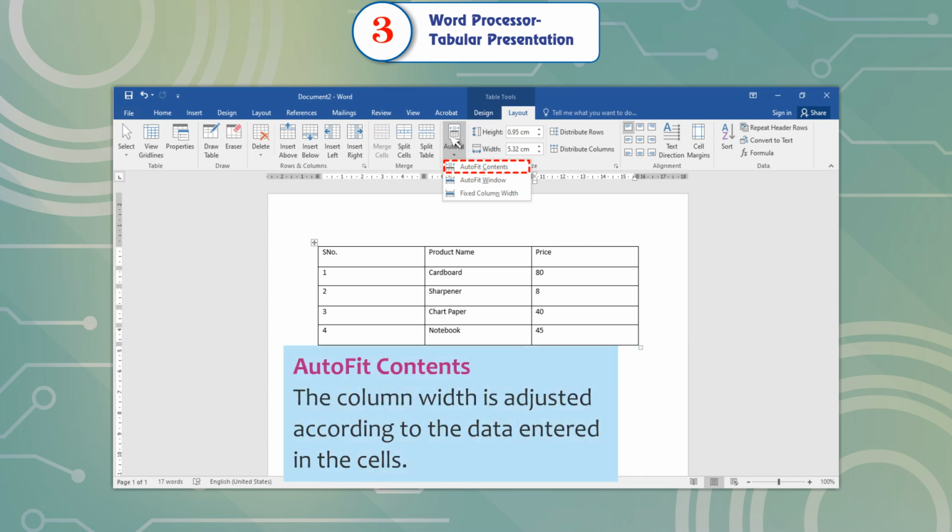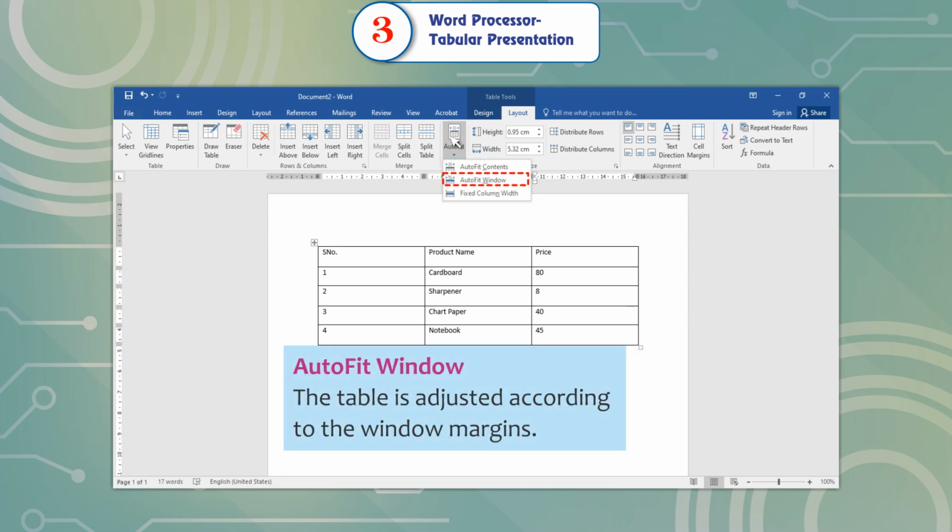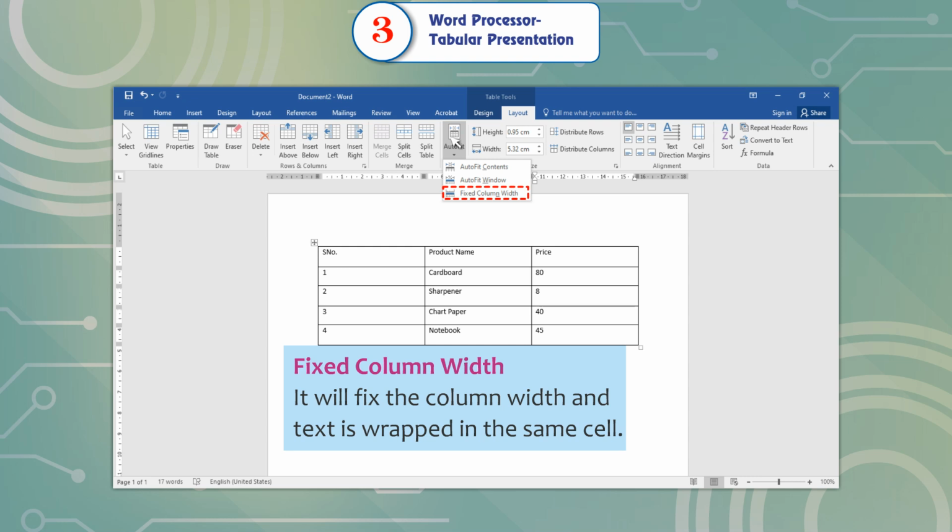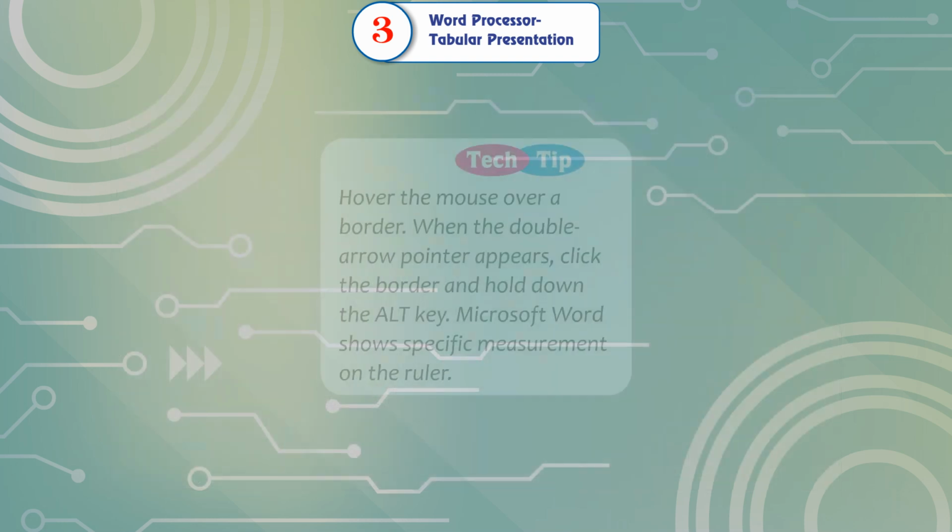Auto Fit Contents. The column width is adjusted according to the data entered in the cells. Auto Fit Window. The table is adjusted according to the window margins. Fixed Column Width. It will fix the column width and text is wrapped in the same cell.